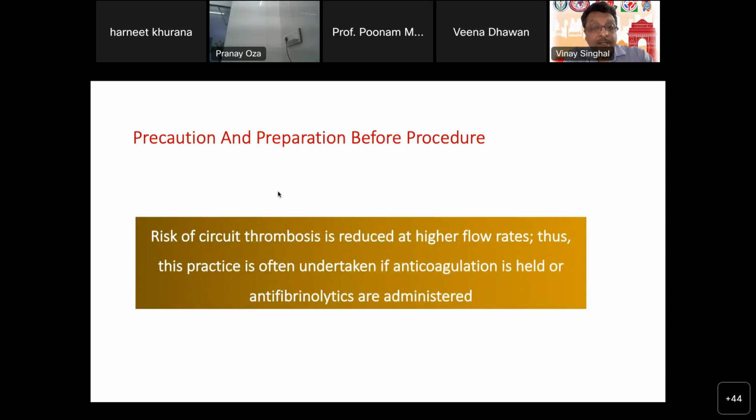So the risk of circuit thrombosis is reduced at higher flow rates, and thus this practice is often undertaken if anticoagulation is held or antifibrinolytics are administered. So the moment we decrease the anticoagulation, or we add some blood products like plasma, we have to see that our flow rate should be the maximum, because stasis is one of the factors in the Virchow triad. So stasis is one of the factors which induces thrombosis. Next slide, please.